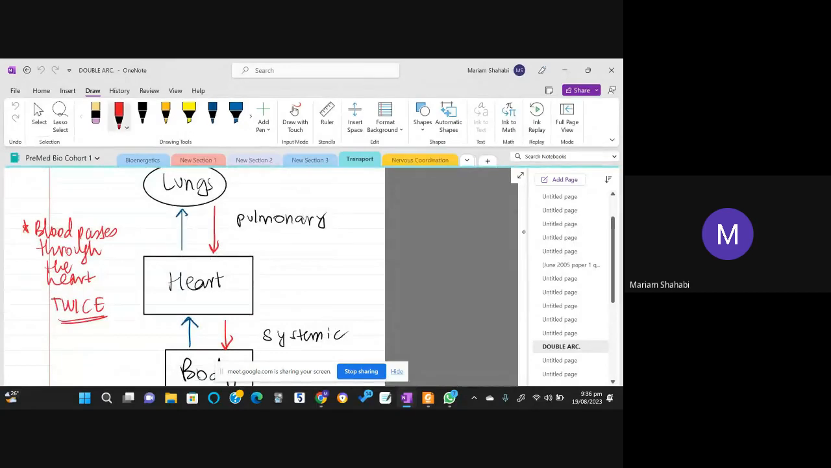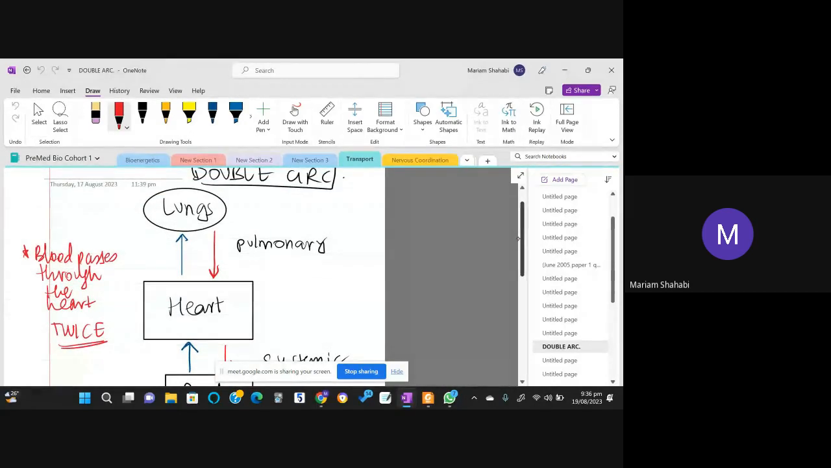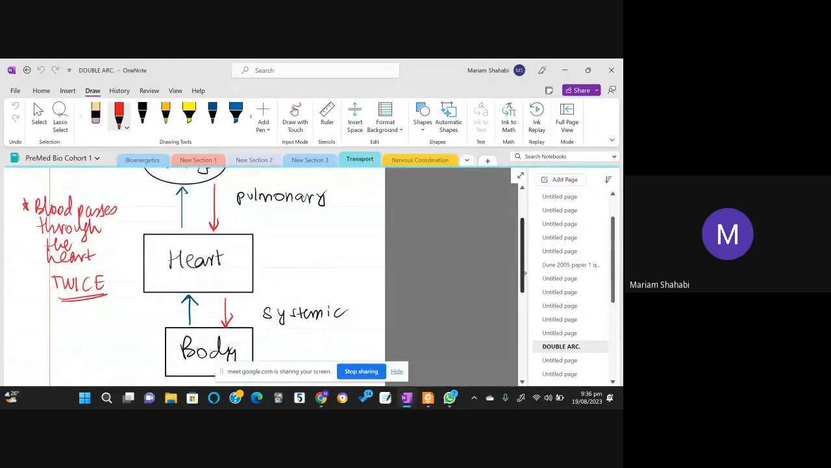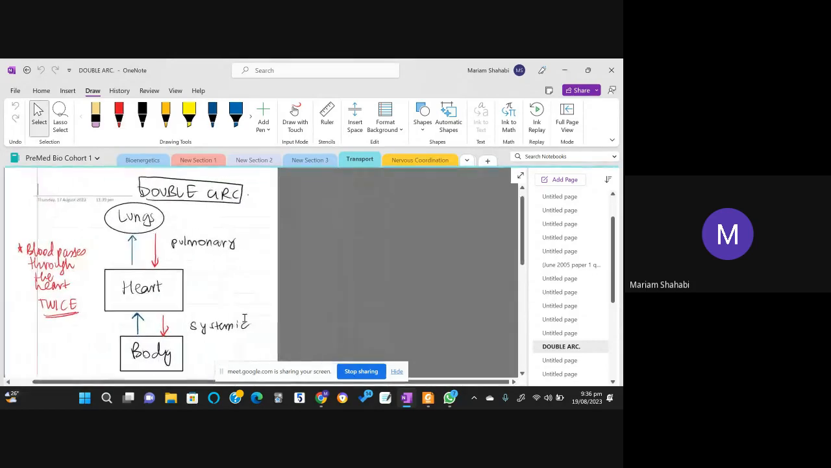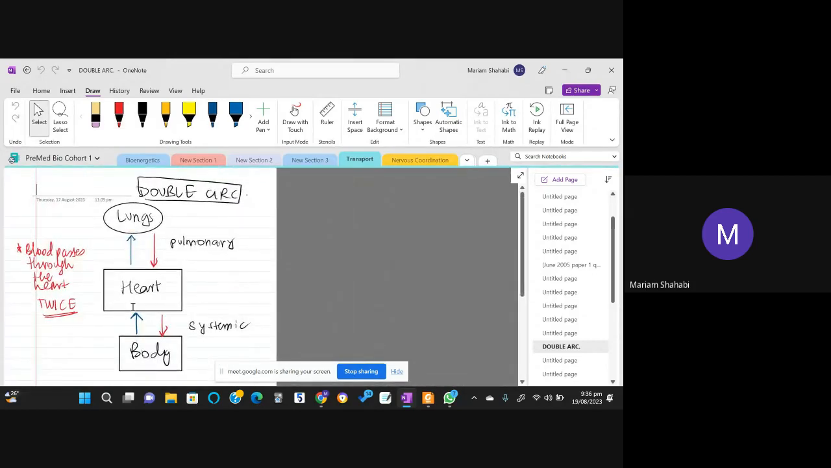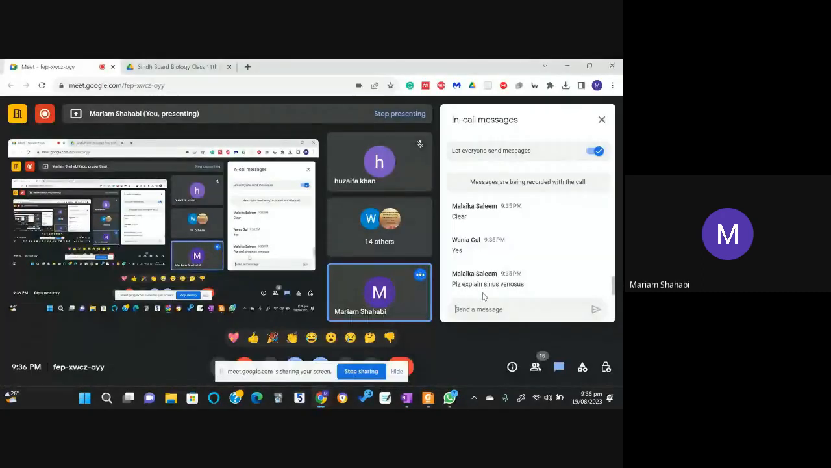अब डबल सर्कुलेशन में क्या है? We have lungs, then there is the heart, and then there is the body tissues. बॉडी टिश्यू से डीऑक्सीजनेटेड ब्लड हार्ट की तरफ गया, the heart pumped the blood to the lungs, and then lungs से oxygenated blood will travel through the pulmonary which blood vessel? Now I'm going to test you.